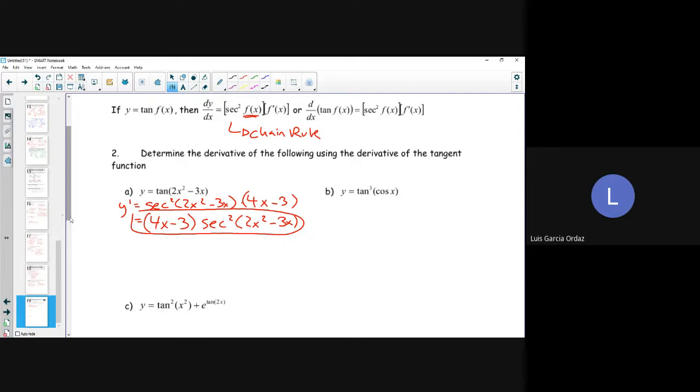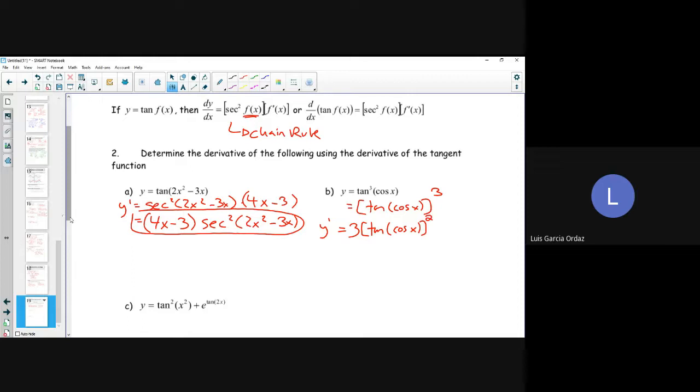So now my next one, I have y is equal to tan cubed of cos x. Again, that's just a notation. I can also write this as tan of cos of x all to the power of 3. So what I need to start with is my power of a function. So I get 3 times tan of cos of x to the power of 2.